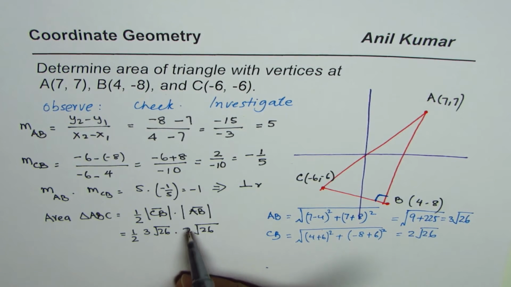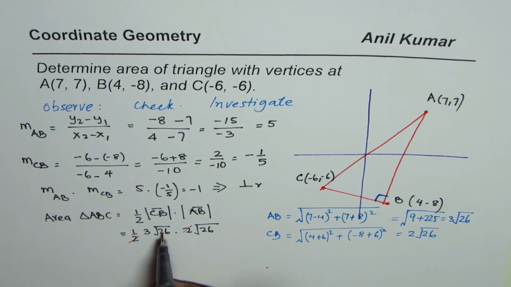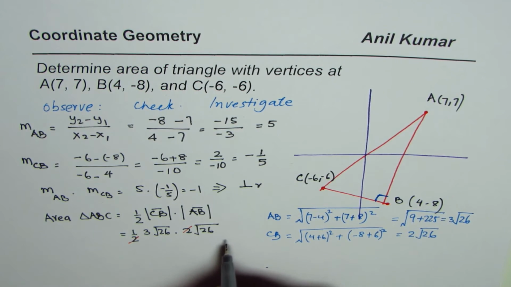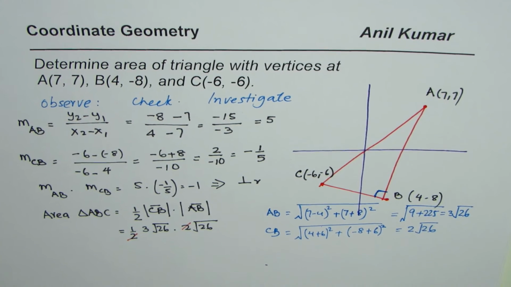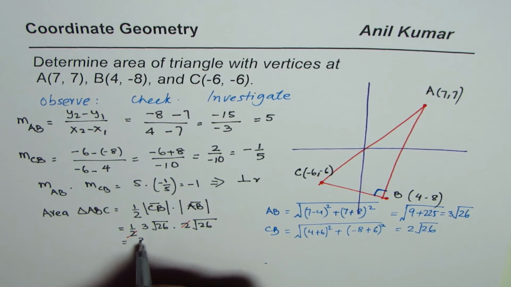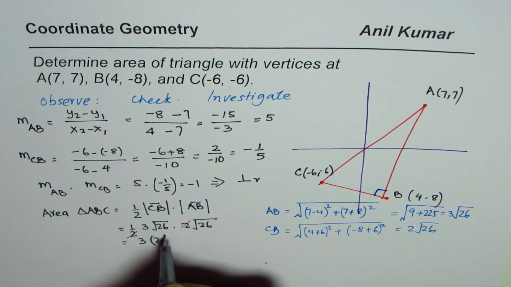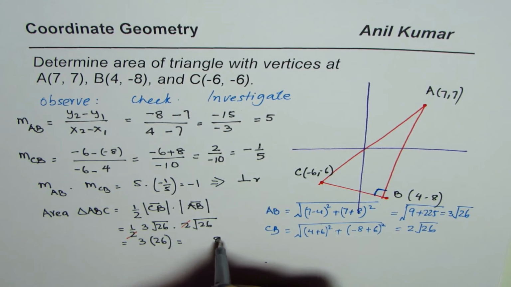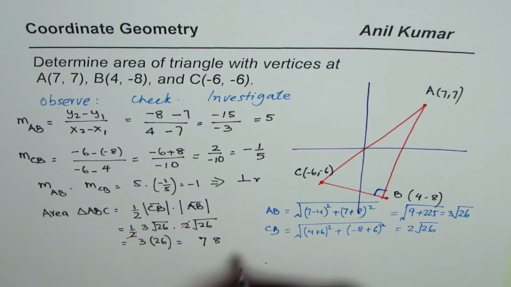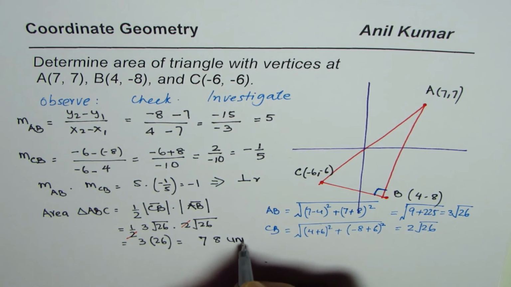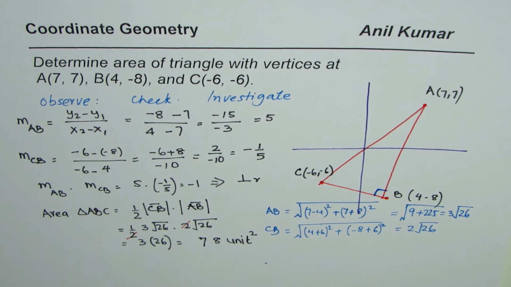So you can simplify this a bit. The 2 and 2 cancel. Square root of 26 times square root of 26 is 26. So the answer is 3 times 26, and that is 78 unit squared. If no units are given, it's a good idea to write this as unit squared. So like this you can solve such questions.